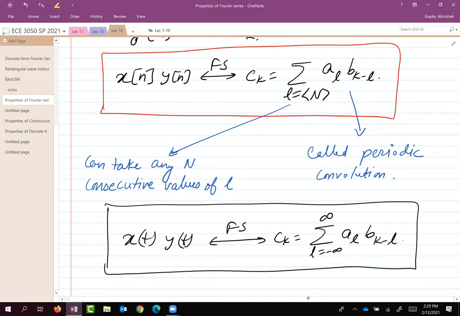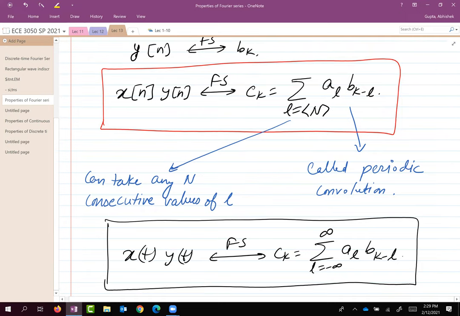Now, this is aperiodic convolution because you're going all the way from l equals minus infinity to l equals plus infinity. The only difference in the discrete time Fourier series is you only have to take N consecutive values of l to conduct the convolution. And this is called periodic convolution. That's just the name of the way you are taking the convolution in the Fourier series domain.